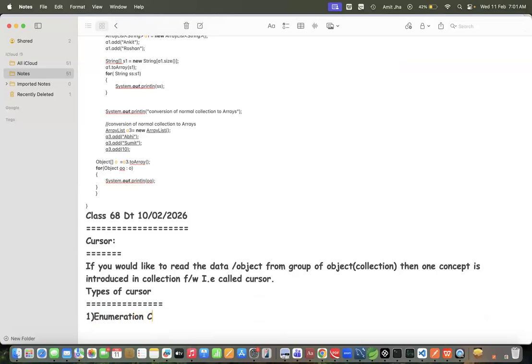Enumeration cursor. Are you feeling interesting or boring? Guys, can you confirm? Interesting. Yes. Iterator. Guys, you heard this term.